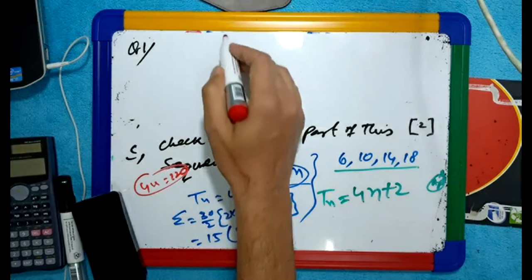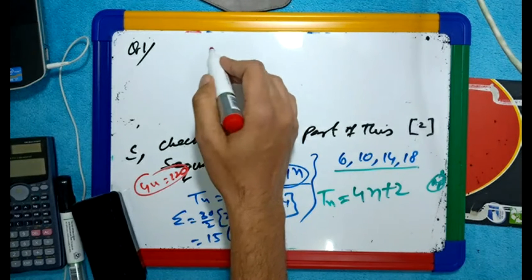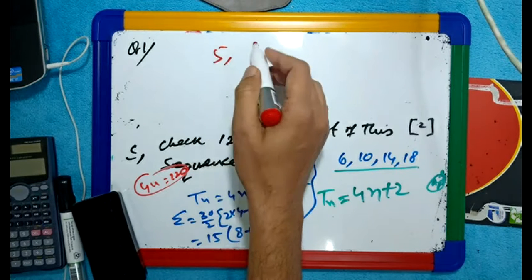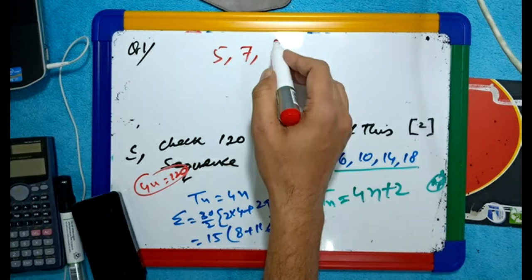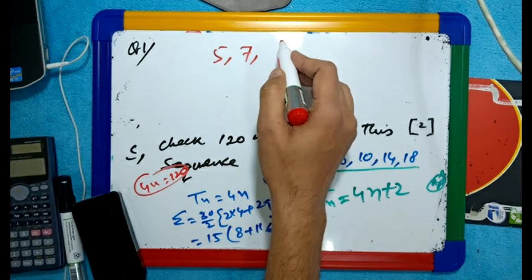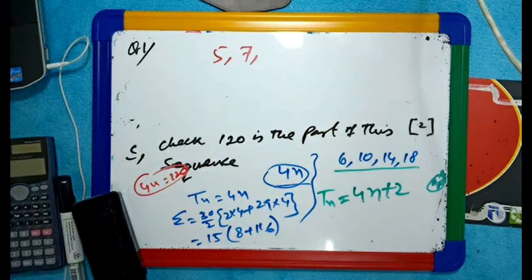So now I write one sequence. Suppose I write, I start with 5, 7.